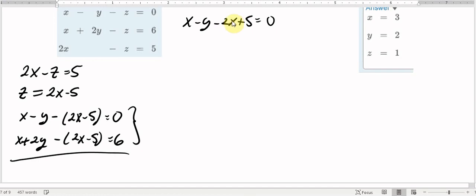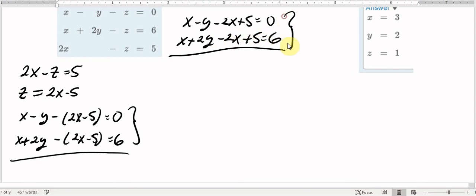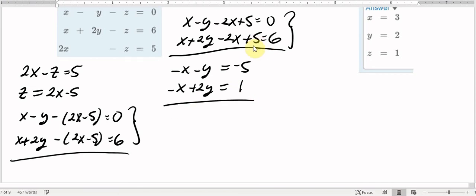I'm going to go ahead and just take that second one. X plus 2y minus 2x plus 5 is equal to 6. So let's simplify this. This is x minus 2x, so that's a negative x minus y. I'm going to subtract 5 on both sides, so it is equal to negative 5. X minus 2x is negative x plus 2y is equal to, subtract 5 on both sides, we just get 6 minus 5, we get 1. So we're just using back substitution or the elimination method.